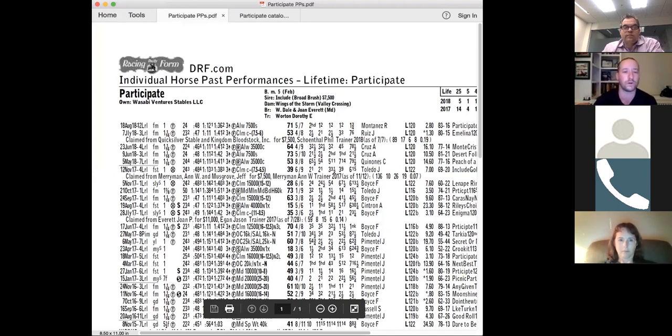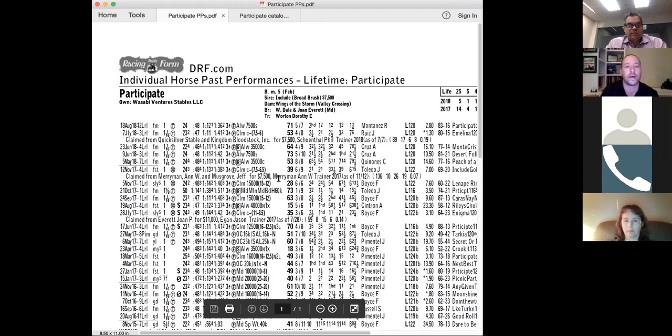The relevant portion is right in the middle. It says Participate, owner Wasabi Ventures Stables, and then it says BM5 February. And so she's a bay mare. She's 5 years old. She was foaled in February. So her sire is Include, and his sire is Broad Brush, and Include stood for $7,500 when Participate was conceived. Participate's dam, Wings of the Storm, is sired by Valley Crossing.